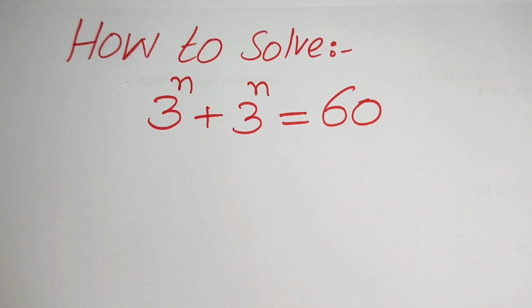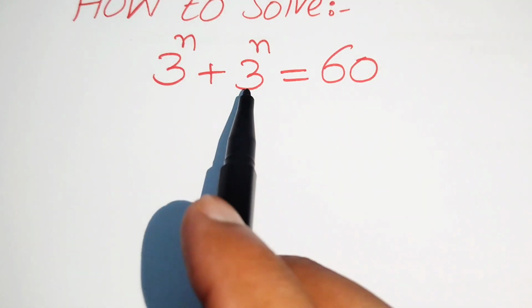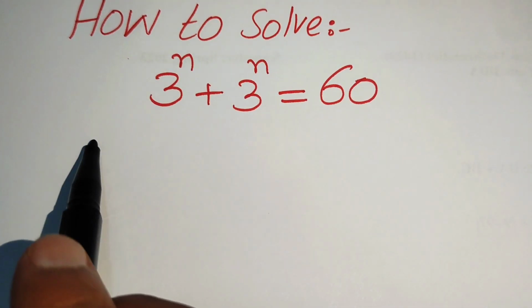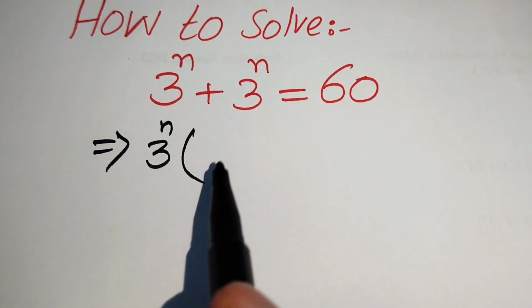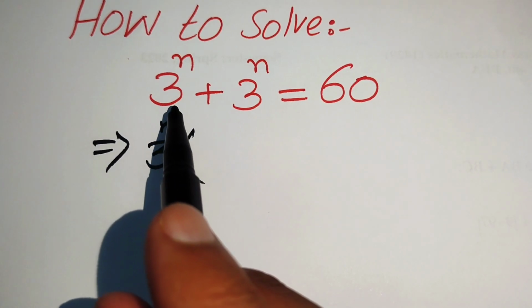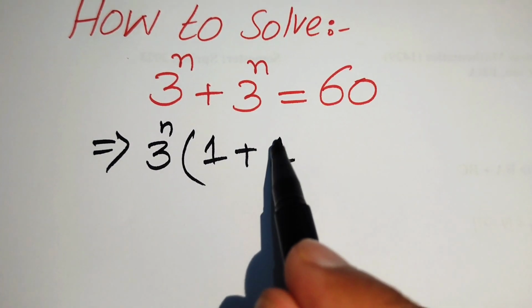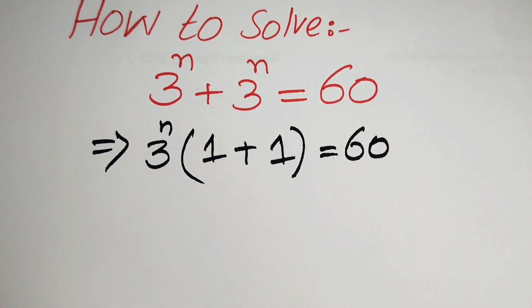First focus on the left hand side. You see two same terms are present here, so we take common 3 to the power of n and see what remains. When we take common 3 to the power of n, you get 1 plus 1, equals 60.